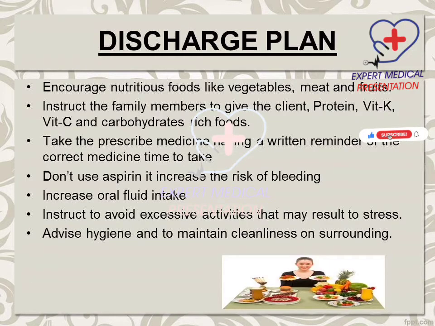Discharge plan. Encourage nutritious foods like vegetables, meat and fruits. Instruct the family members to give the client protein, Vitamin K, Vitamin C and carbohydrate-rich foods. Take the prescribed medicine, having a written reminder of the correct time to take it. Don't use aspirin, as it increases the risk of bleeding. Increase oral fluid intake. Instruct to avoid excessive activities that may result in stress. Advise hygiene and to maintain cleanliness of the surroundings.